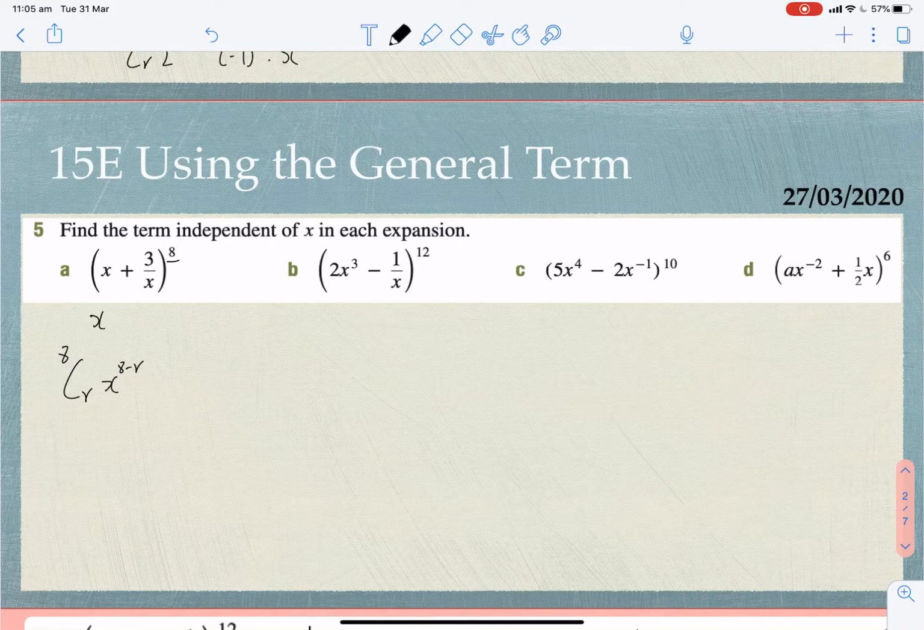x to the power of x plus 1 over x is the same as x to the power of negative 1, yeah? So it's (x + 3x^-1) to the power of 8.